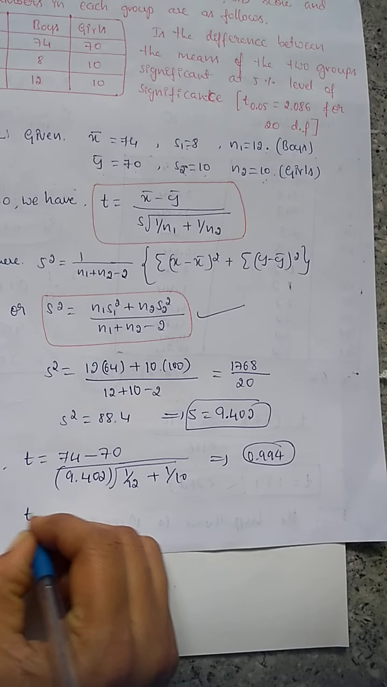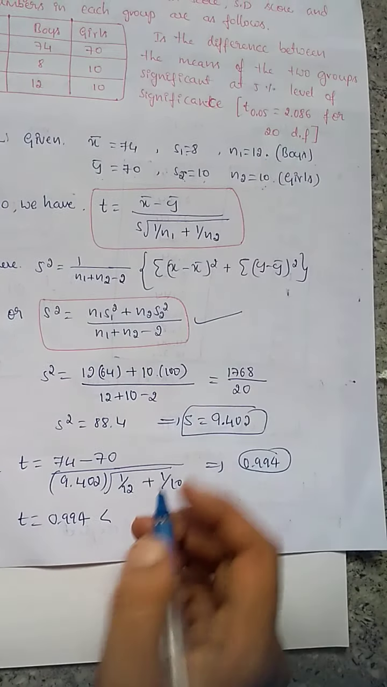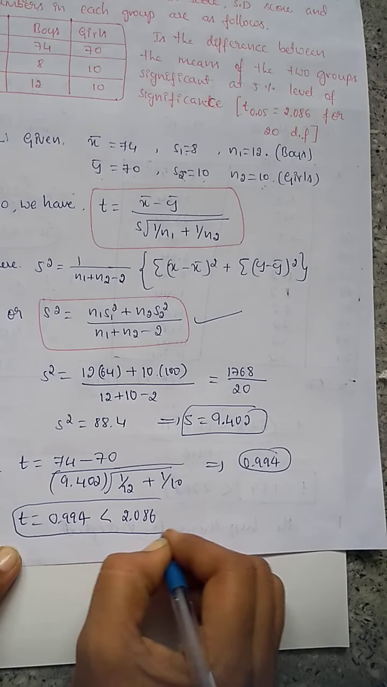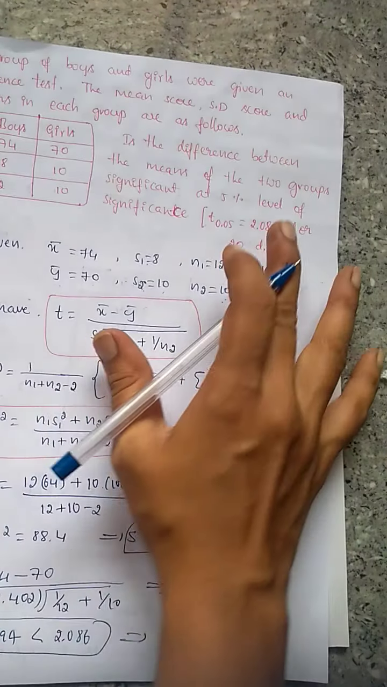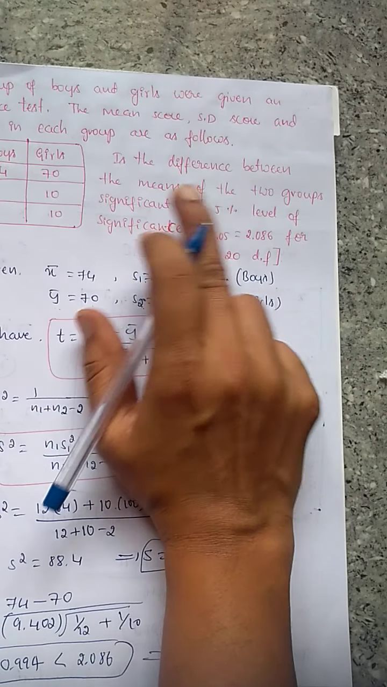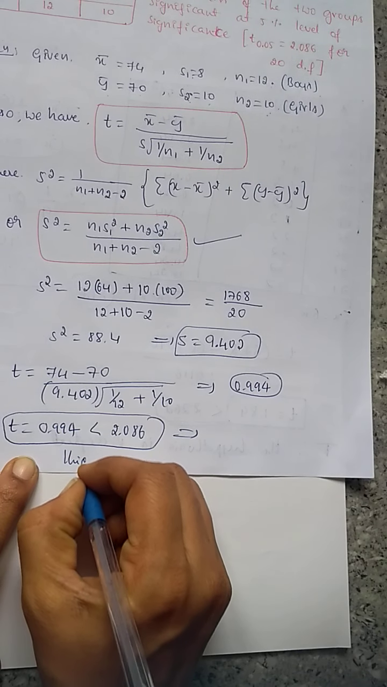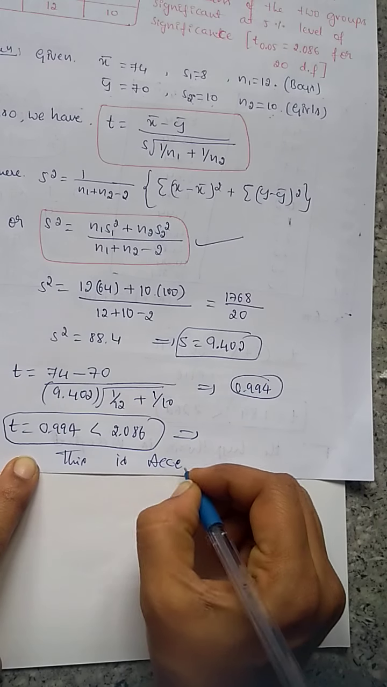Here we got t equal to 0.994, which is less than the given critical point 2.086. Since it is less than the critical value, the hypothesis is accepted. There is no significant difference between the means of these two samples. Okay, we can write the final conclusion: hypothesis accepted. That's all.